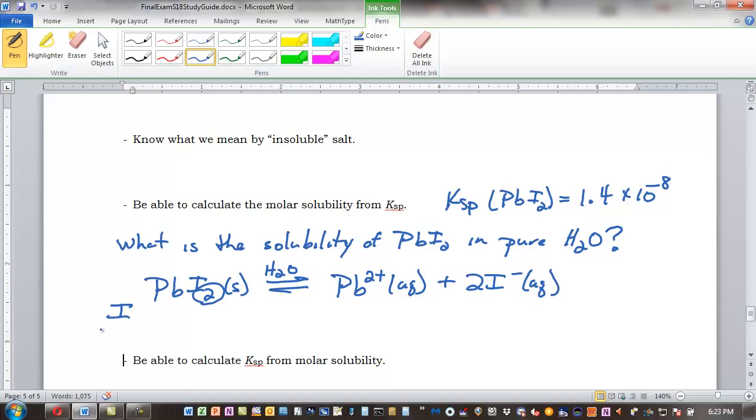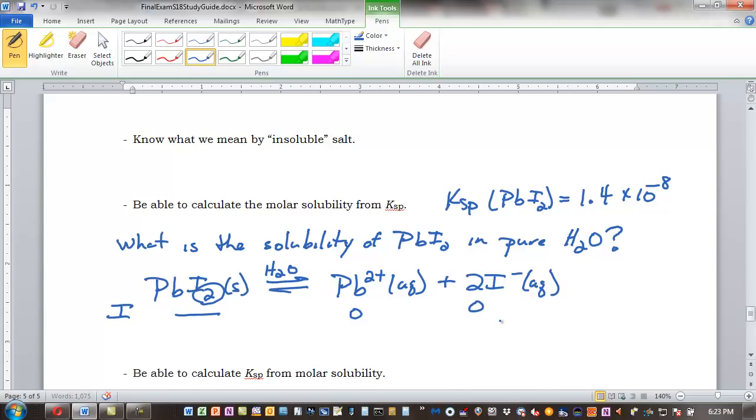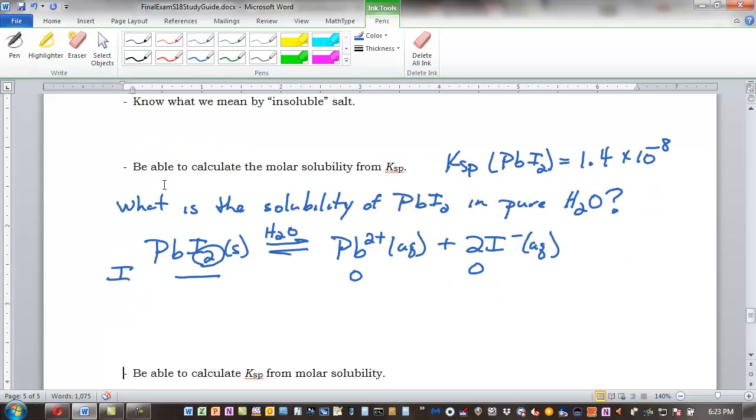All right, initial amount of the solid, does it matter? No, as long as we have some present. Before it dissolves, our products would be 0. We are not going to get much product, but we will get a little bit. Plus X for lead 2+, and what about iodide?